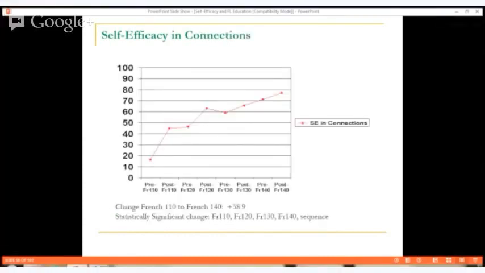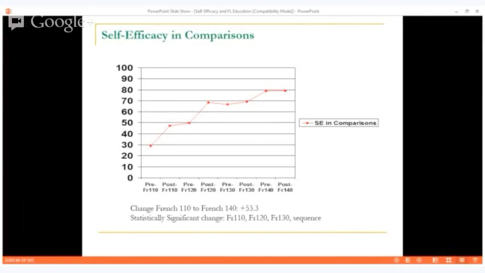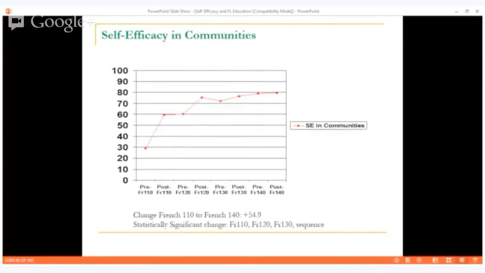Self-efficacy and connection. So this is their perceived ability to make connections from what they're learning in their language class to other courses. So we can again see we were making progress there in terms of their perceived ability. Same thing with comparisons, between the target language and culture and their own, we were also seeing development. Communities as well, their ability to participate in a French-speaking community.